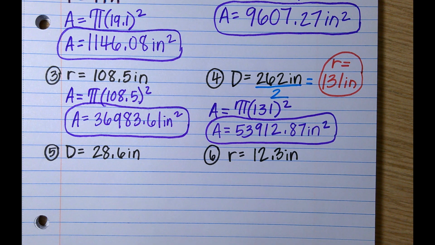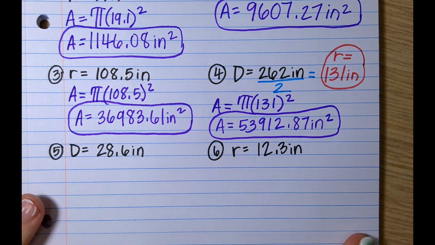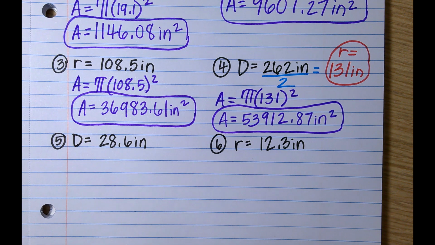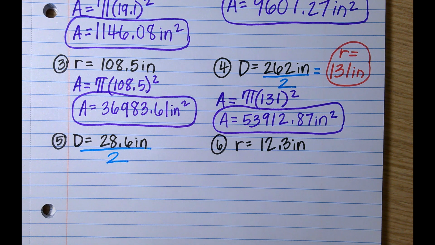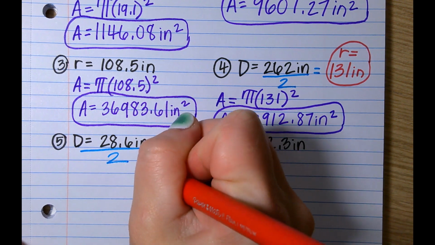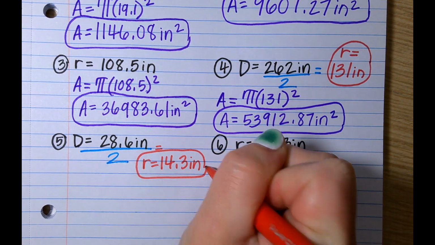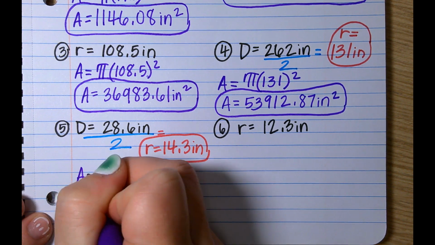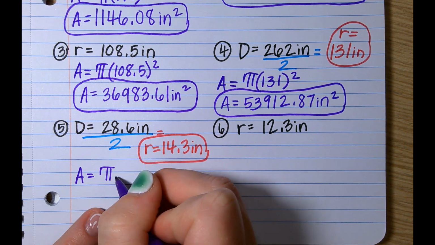Okay. Who's got number 5? Yes, Kiana. So you have d equals 28.6 inches. Mm-hmm. Divided by 2. Yes. Find the radius, divide by 2 to find the radius, which is 14.3. Good. Radius is 14.3 inches. Plug that into the area formula, which is A equals pi 14.3 squared. Perfect. So we solved for radius, and now we're going to plug radius into the formula.